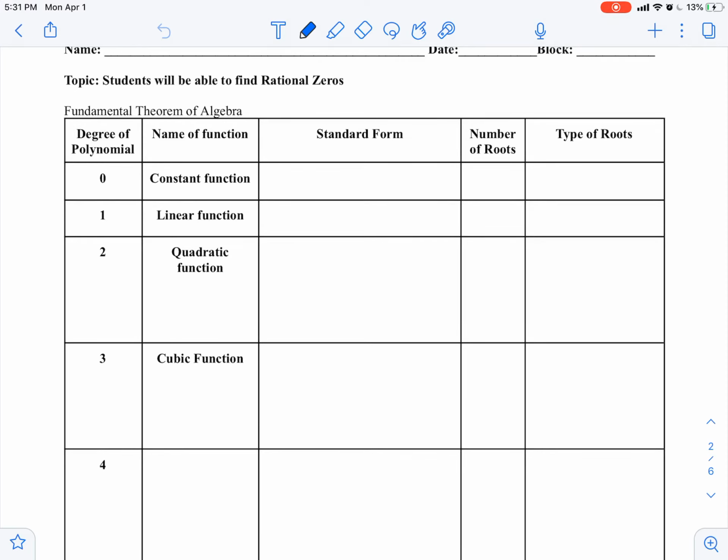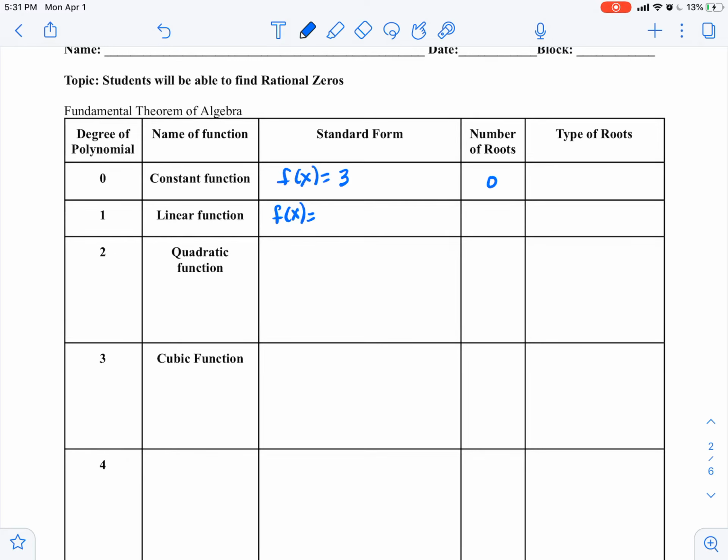So again, just a reminder that if you have a constant term, like f of x equals 3, then you're not going to have any x-intercepts at all, because you're going to have a horizontal line. The only time you would have one is if it was f of x equals 0, in which case you would be the x-axis.